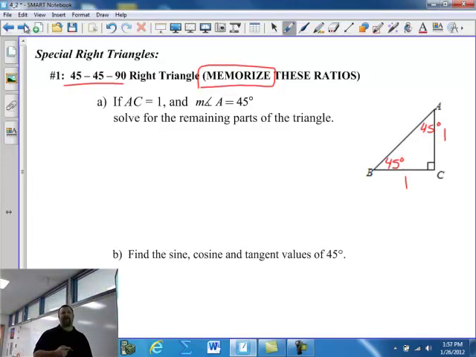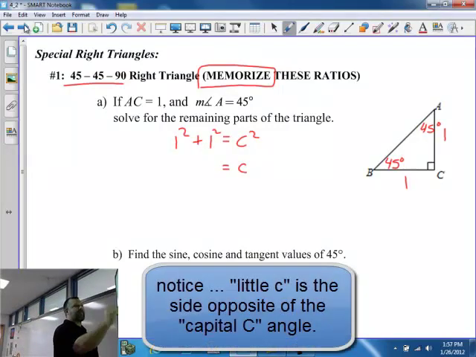Very good. How do we get the hypotenuse? A squared plus B squared equals C squared. And if we do 1 squared plus 1 squared equals C squared, what does C equal? The square root of 2.